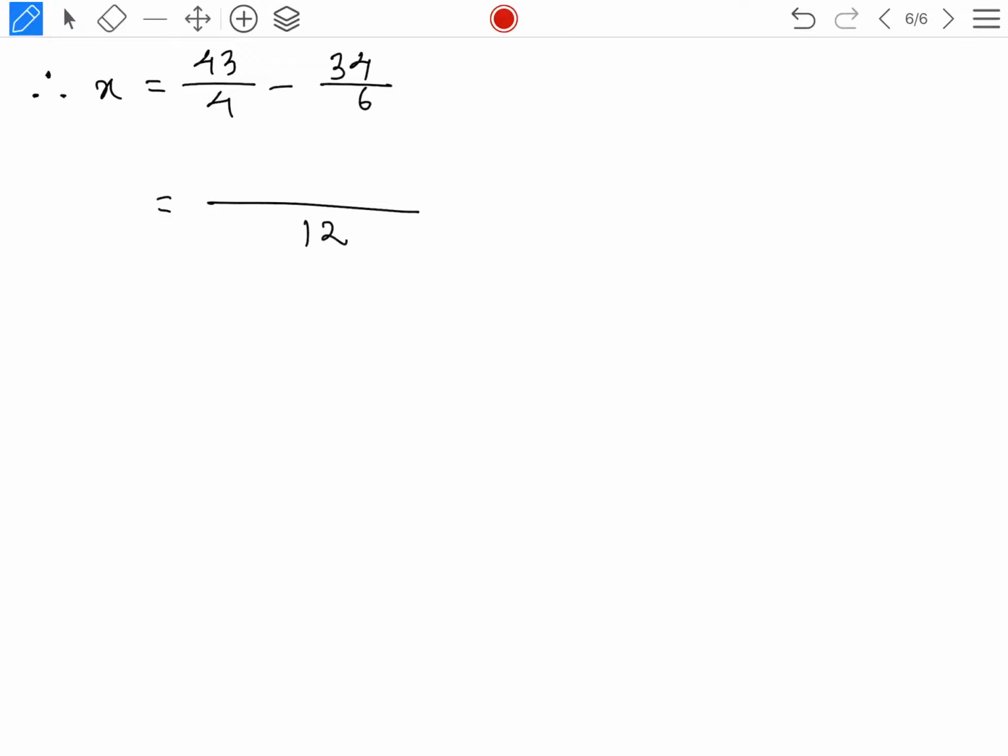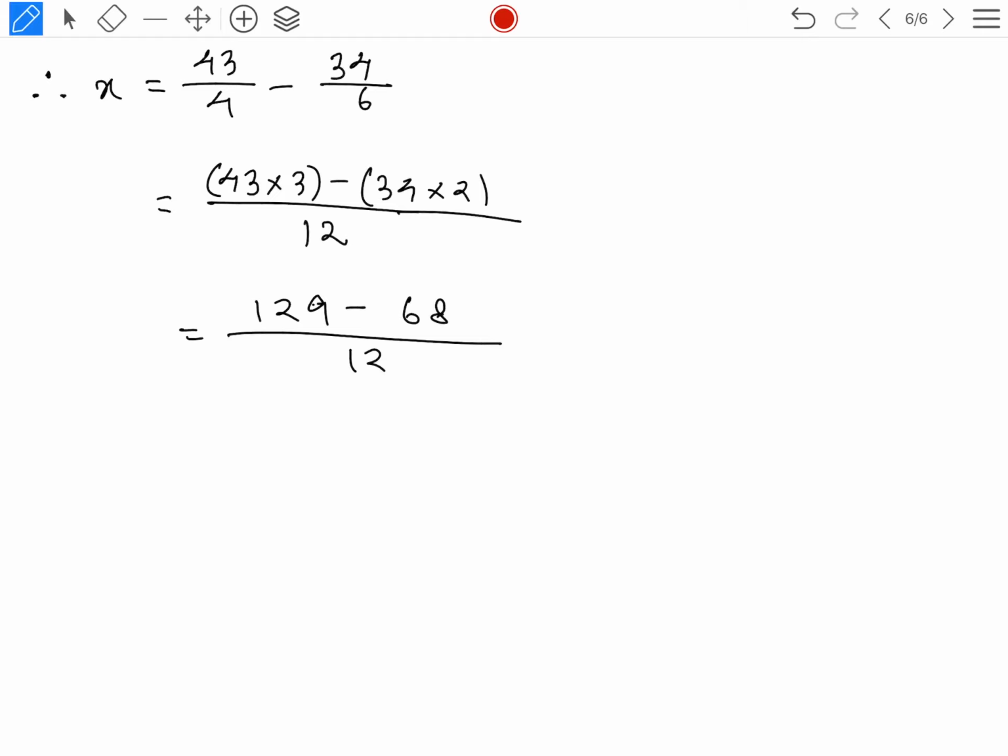So 4 3s are 12, so multiply 43 into 3. Then 6 2s are 12, multiply 34 into 2. If we add this, then 3 3s are 9, 3 4s are 12, then 68. Yes or no? Now if we subtract, 9 minus 8, 1, 12 minus 6, it is 6. 61/12. If we convert this into a mixed fraction, 12 5s are 60, then 1 will be the remainder. Understood? So the measure of the third side will be equal to 5 1/12 centimeter.